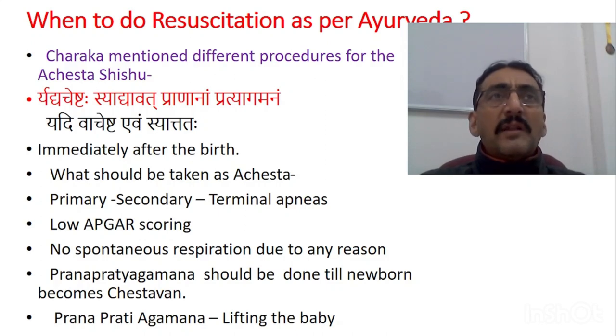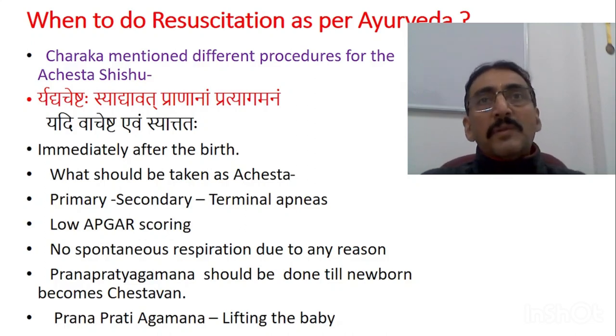Primaries are usually not dangerous. If you revive the baby with certain resuscitation procedures, it will get revived quickly. Then you can take it as achesta shishu with a low Apgar score. In the present-day scenario, any baby with a low Apgar score can be taken as achesta.